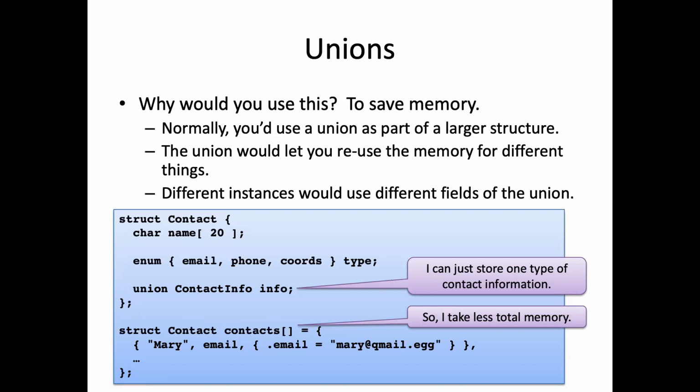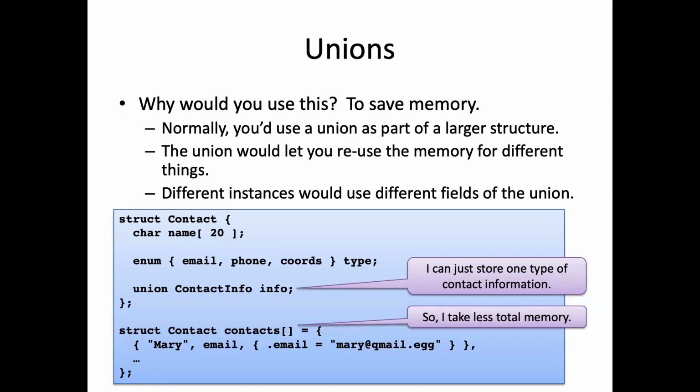This would be a good job for what we saw at the start of this lecture. So here, in every instance of contact information, I keep up with a string of up to 19 characters storing a name. I've got an enumerated type that keeps up with, well, are you storing an email address, a phone number, or GPS coordinates for this person? And then my last field is the same union we've been using. It's where I'm actually going to store email address, phone number, or GPS coordinates.